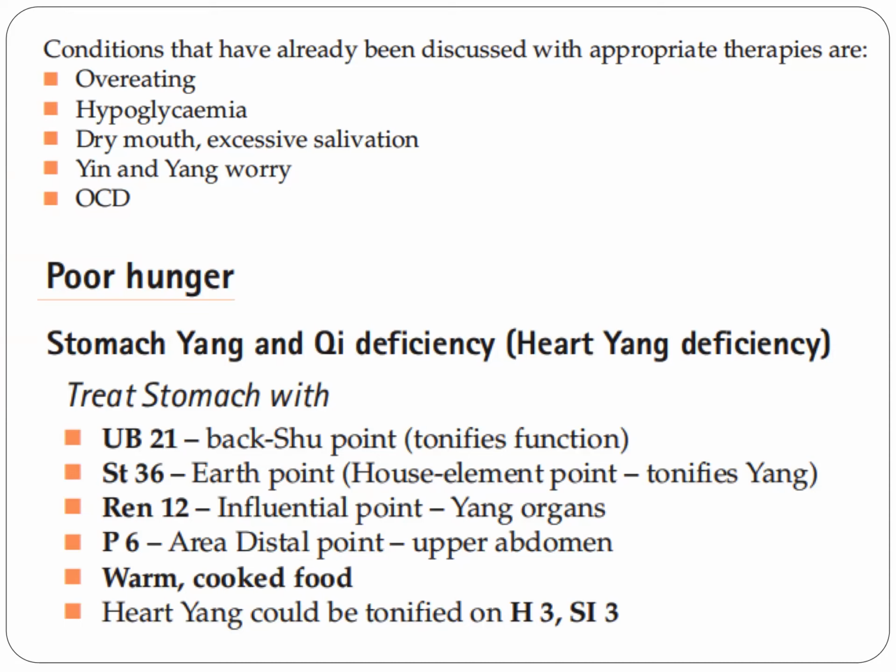So treat the stomach with UB21, the Back Shu point, which tonifies the function. Stomach 36, the earth point or house element point, which tonifies yang. Then REN 12, the influential point of all yang organs. Pericardium 6, the distal point of the upper abdomen, and then the patient should be advised to eat warm cooked food. And heart yang should be tonified on heart 3 and SI3.